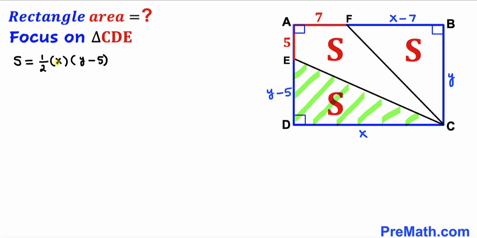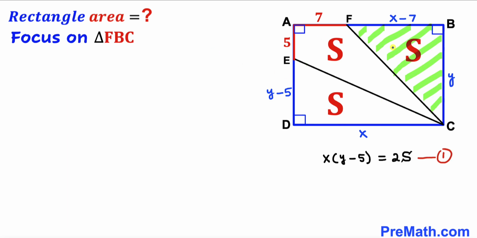And now we are going to remove this fraction by multiplying by 2 on both sides. So therefore the 1 divided by 2 and the 2 are gone. So this equation could be written as x times (y minus 5) equals 2 times S. And I'm going to label this as our equation number 1.